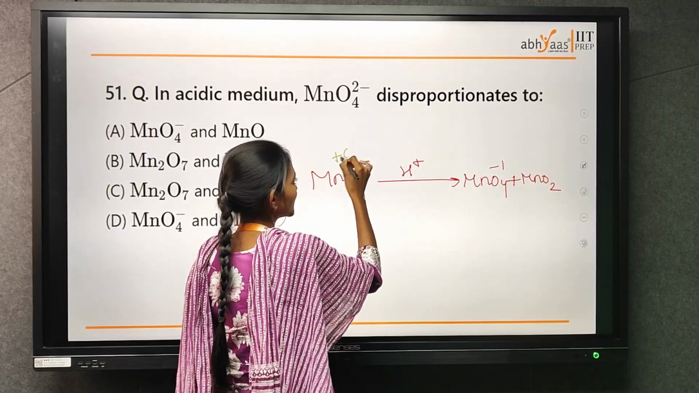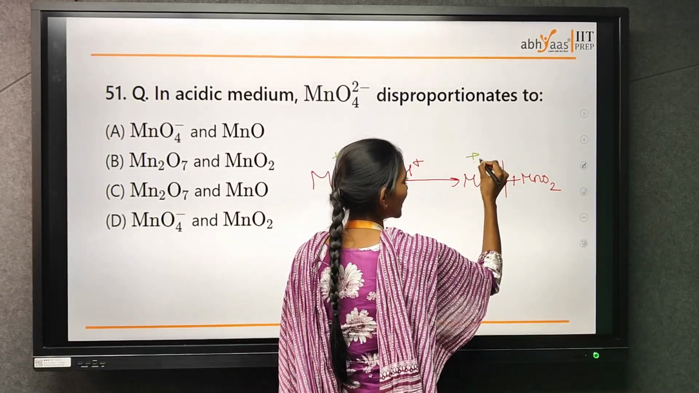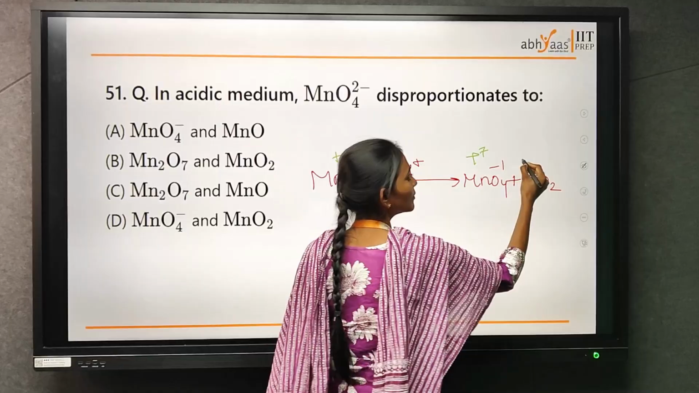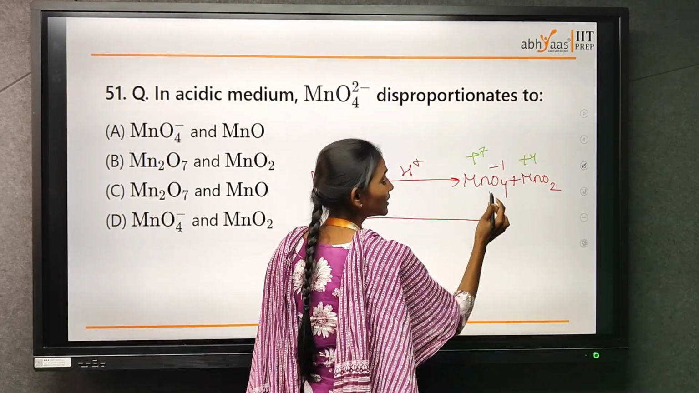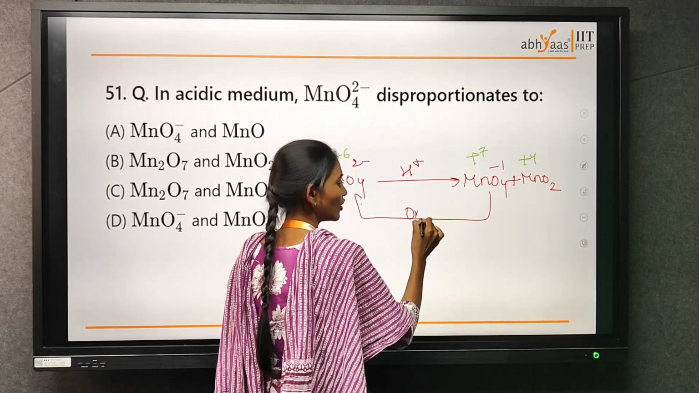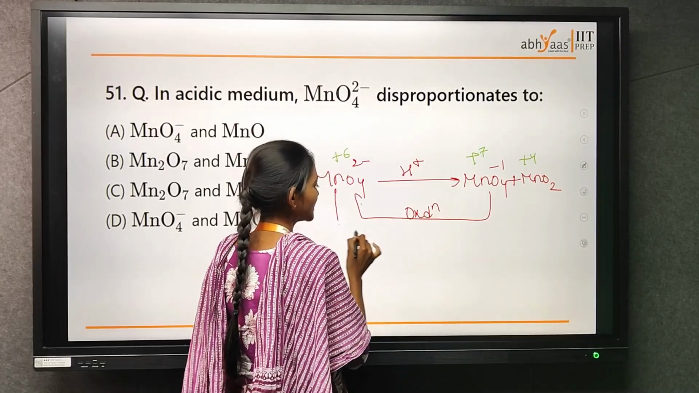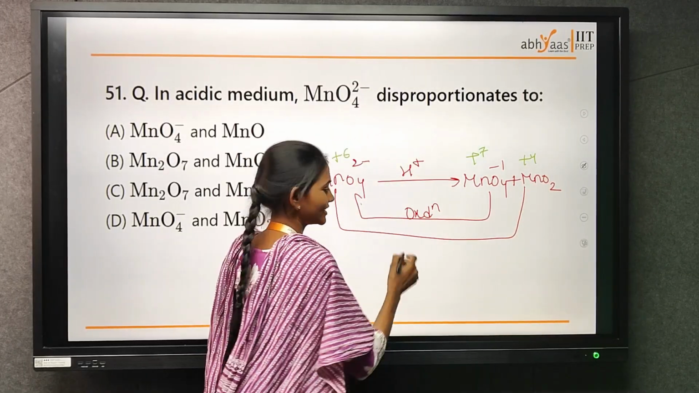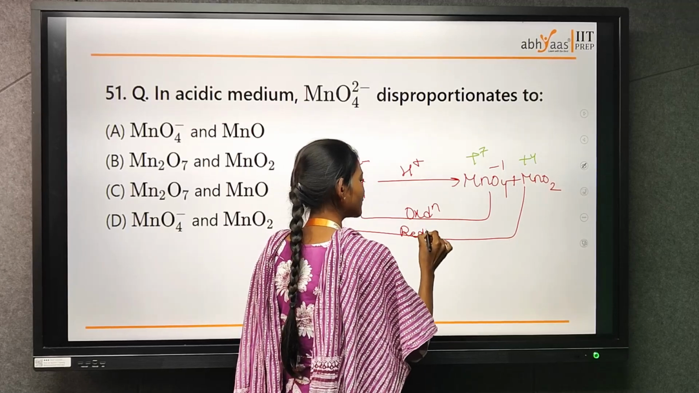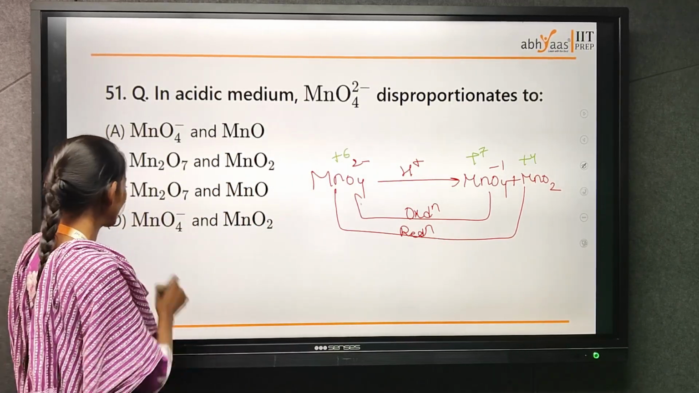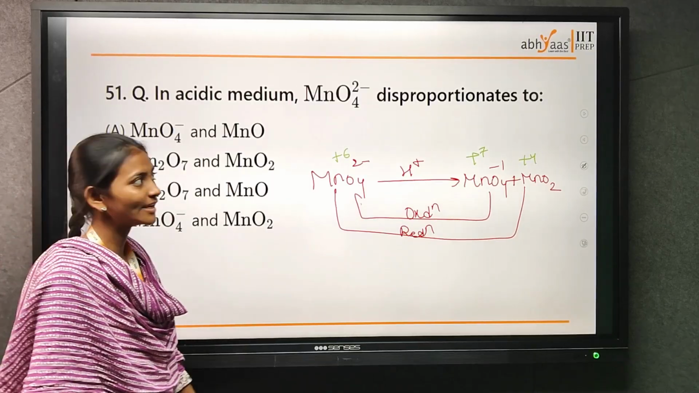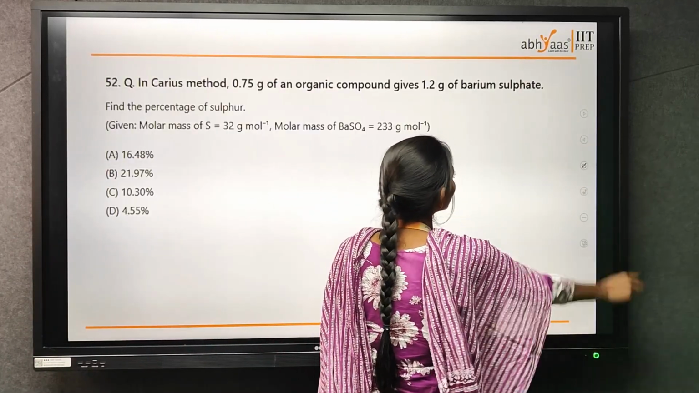See, this is plus 6, and here you are losing 1 electron, getting plus 7. And here, plus 4. So there itself you know that this is oxidation, and here you are getting reduction. Therefore, the option will be MnO4 minus 1 and MnO2. Here the answer is D. Is it clear? Moving to the next question.